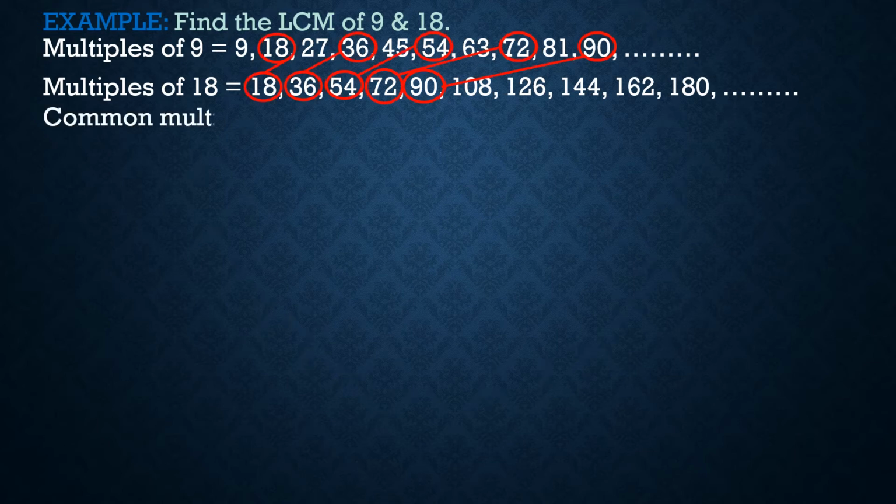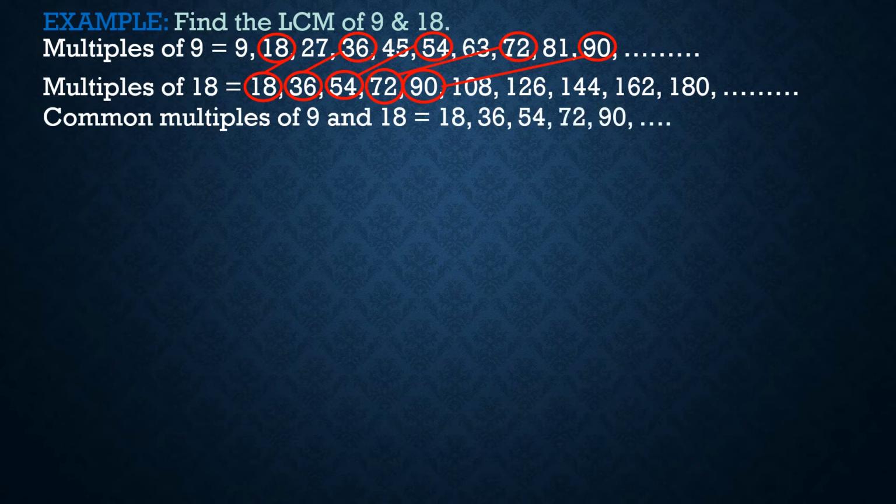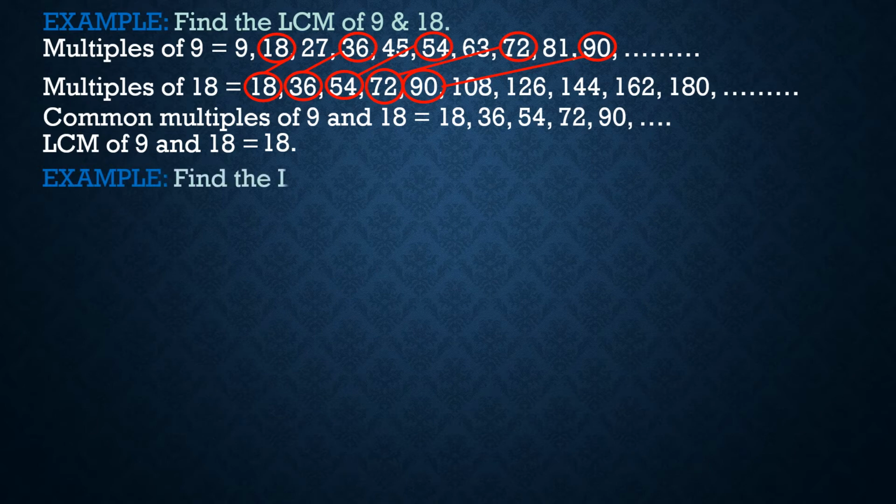Here the common multiples of 9 and 18 are 18, 36, 54, 72 and so on. Thus the LCM of 9 and 18 is 18. Now let us solve one more example. Find the LCM of 12, 14 and 84. Everyone knows the table of 12, 14 and 84.